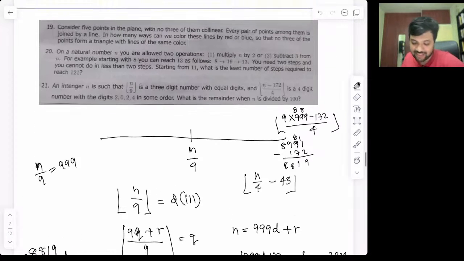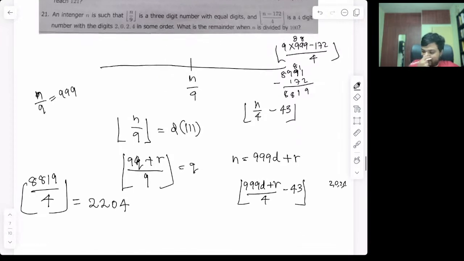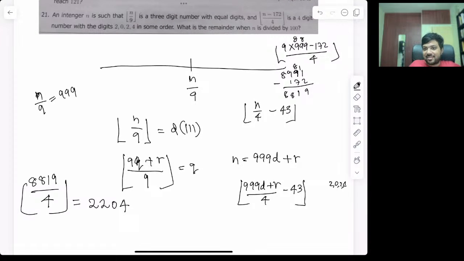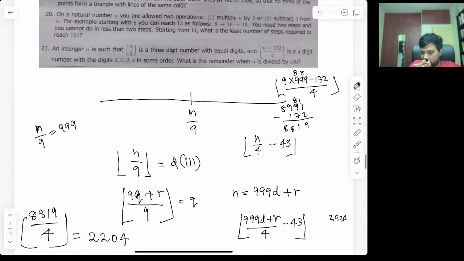So this question was like, just try the best possible one, it works. It does work, that's correct. So n is just 999 into 9, and if you multiply, you get 8991, and if you divide by 100, the answer is 91. Yes, I think that's what somebody said.